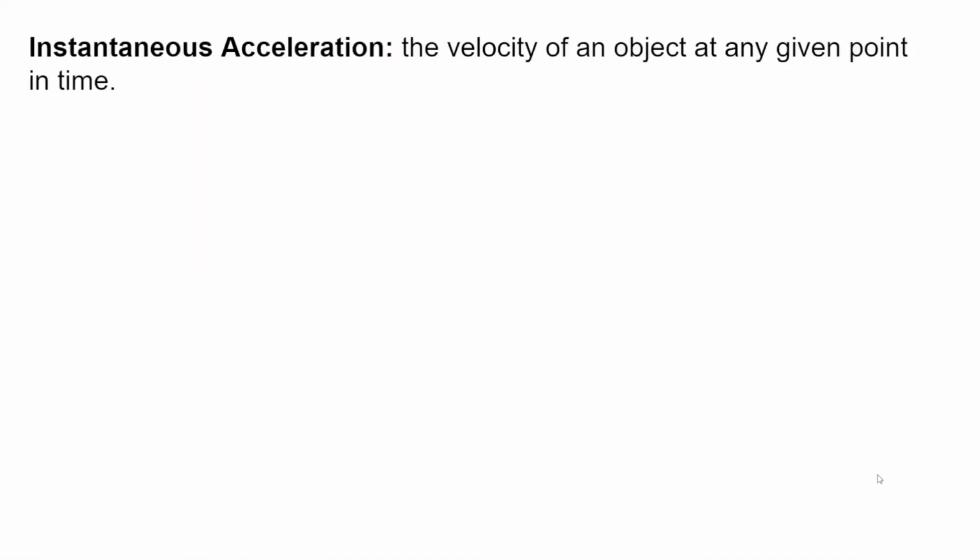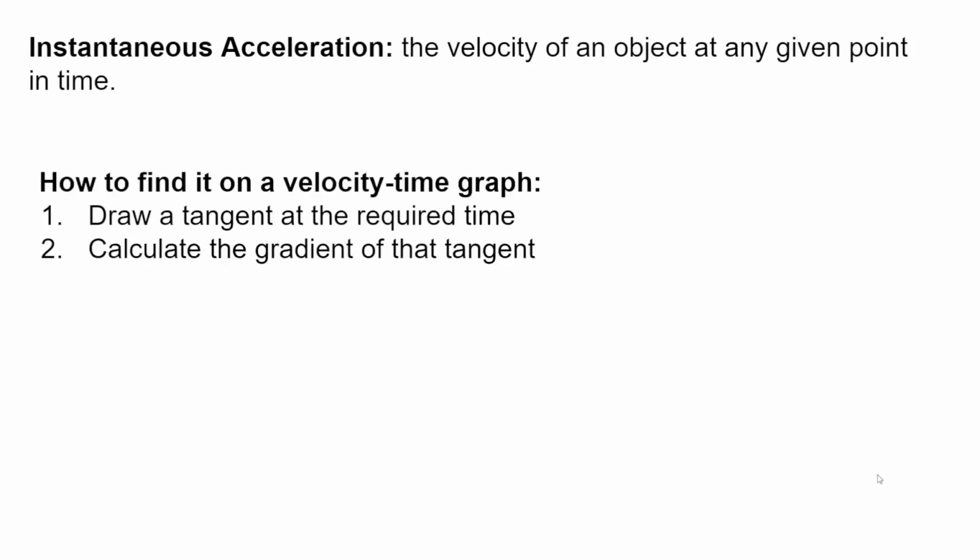Instantaneous acceleration is the acceleration of an object at any given point in time. Now, to find it on a velocity-time graph, first draw a tangent at the required time, then calculate the gradient of that tangent. This is similar to how you calculate instantaneous speed or velocity.